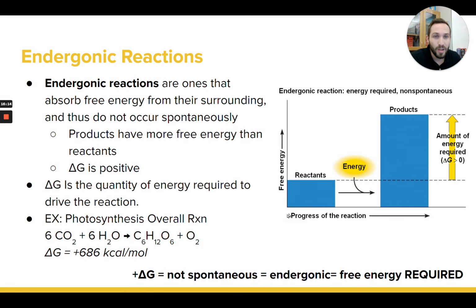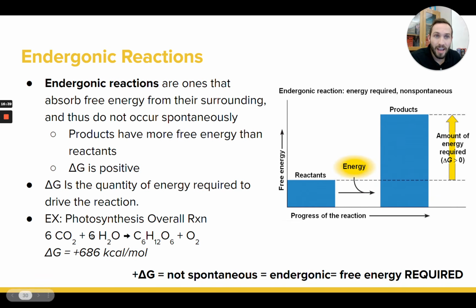If you take this number and subtract that number, it's going to be positive because you're overall gaining free energy. And that's something that's not spontaneous, but we call that endergonic. Endergonic is something that's not spontaneous. It's gaining free energy. Free energy is required for this to happen, and so it's not going to happen magically on its own. It's going to require an input of energy.